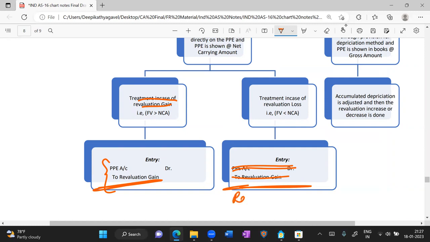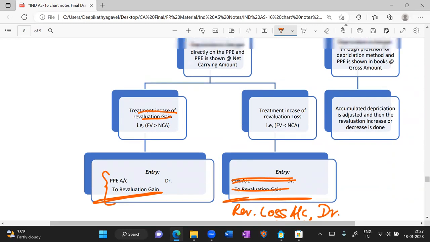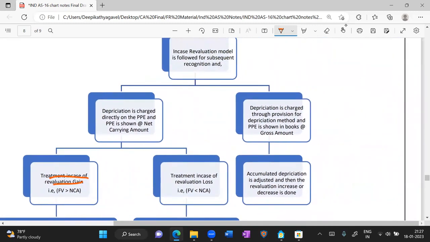How will you adjust it with the PP? Revaluation loss account debit to PP, right? So you can directly adjust it with the cost of PP. But in case you're following the provision for depreciation method, that is, depreciation is being accumulated in a separate account, the PP will be at cost. It will not be at its net value. It will be at cost, and the accumulated depreciation will be in a separate account called provision for depreciation account.